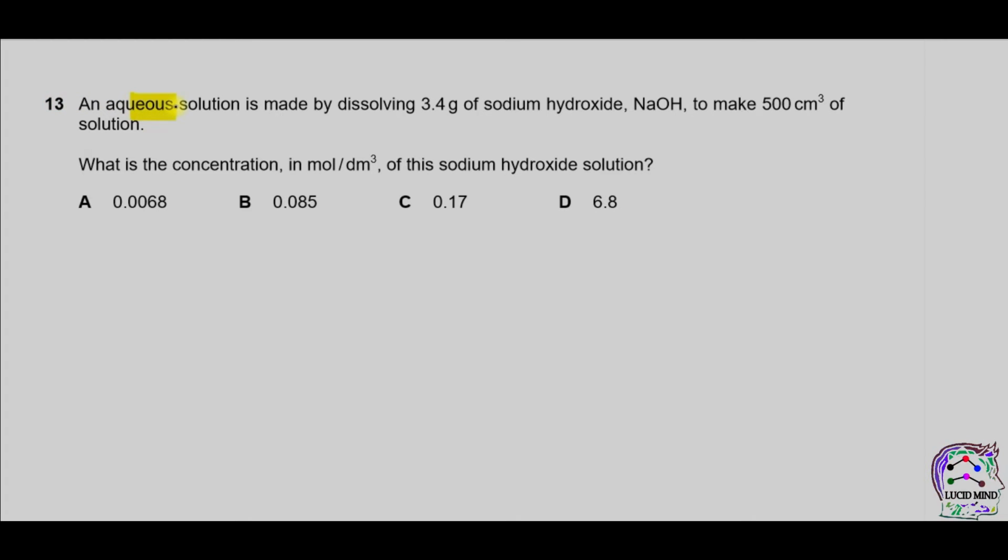Question 13. An aqueous solution is made by dissolving 3.4 grams of sodium hydroxide to make 500 cm³ of solution. What is the concentration in mol/dm³ of this sodium hydroxide solution? We can use the formula for concentration in mol/dm³. It is equal to the amount in moles, or number of moles, divided by volume in dm³. Let's find both of these.